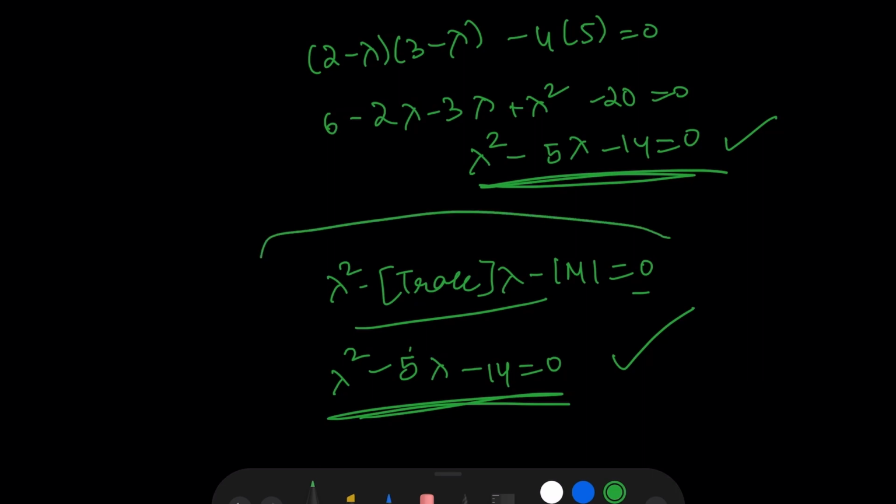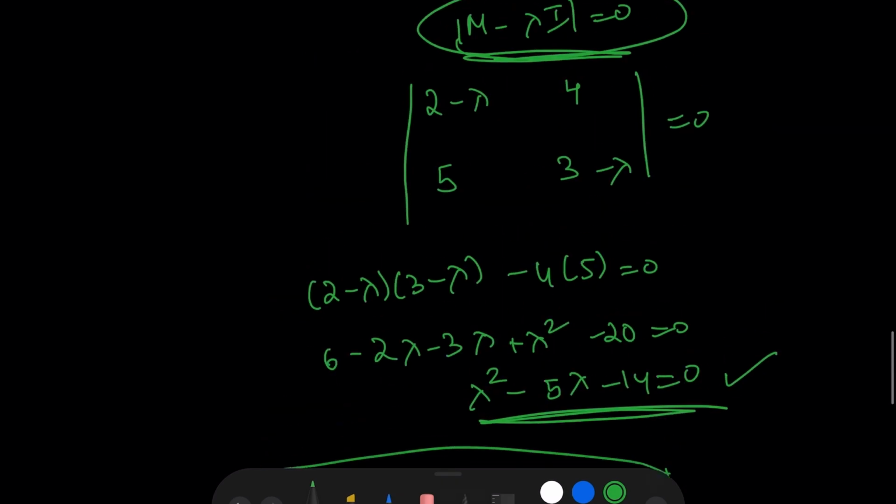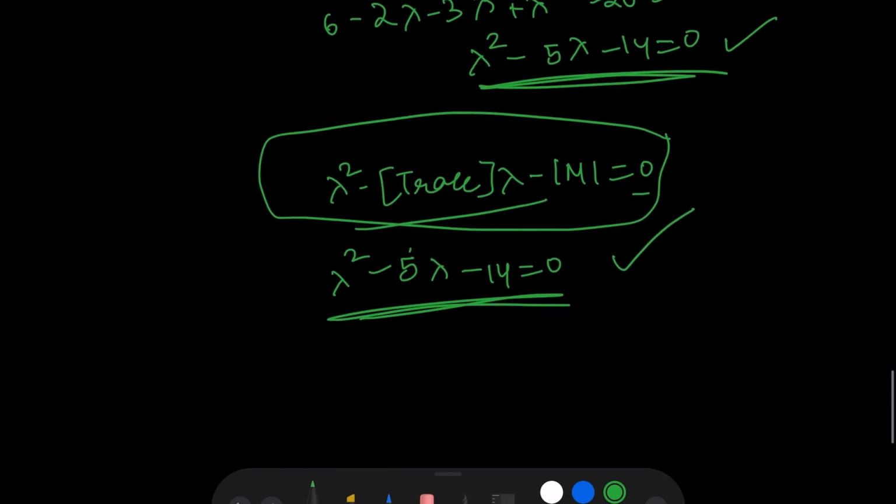So just make a note of this. The characteristic equation for a 2x2 matrix will be lambda square minus the trace of the matrix into lambda minus the determinant of the matrix equated to 0. Okay, so this is the shortcut method. Instead of doing this big process, you can actually just see it and write it. Okay, so now let us find the characteristic equation for a 3x3 matrix.